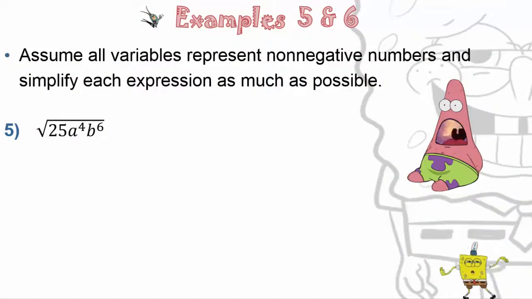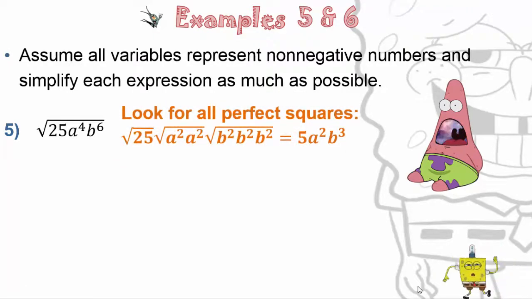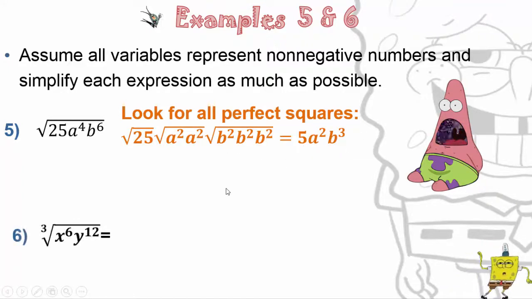So let us review what we just did on the whiteboard. We looked at all the perfect squares and broke them into their parts, the square root of 25, and we put the a's under another radical sign, we put the b's under another radical sign, and we broke them up into their perfect squares, and we found that we had 5a squared b cubed. Example number 6, we're asked to find the cubed root of x to the 6th, y to the 12th. So let's go over to the whiteboard and work this one out.